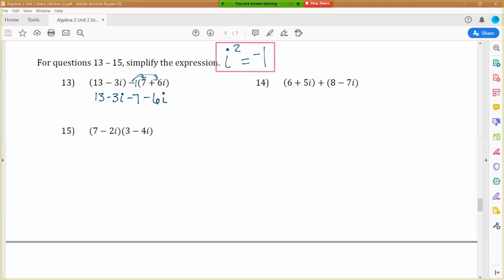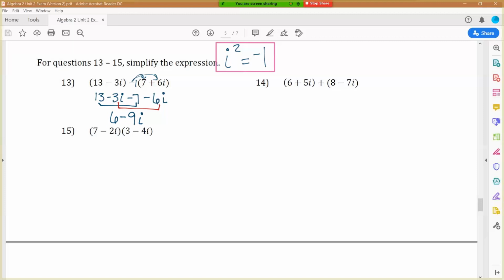We just combine these like we would if they were x's. So 13 minus 7 is 6. So these got put together. And then these are going to get put together. So -3i and -6i is -9i. Again, it's customary to write the real number first, followed by the imaginary. So 6 minus 9i is the customary way to write this.